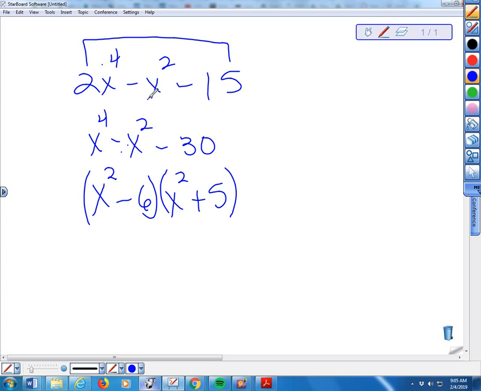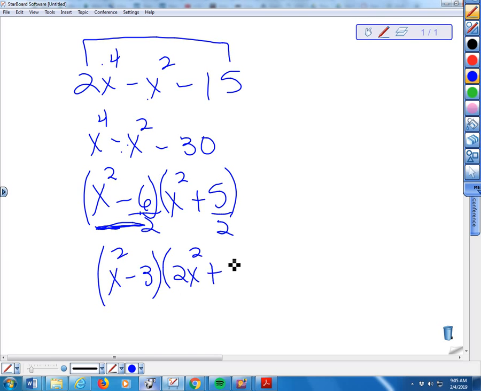When you factor like this, you always have to look and see if there's another factoring that you could do here. I could possibly do something here if this was a perfect square, but it's not. Okay? So now I'm going to divide this by 2. x squared minus 3 and 2x squared plus 5. That's the final factoring then.